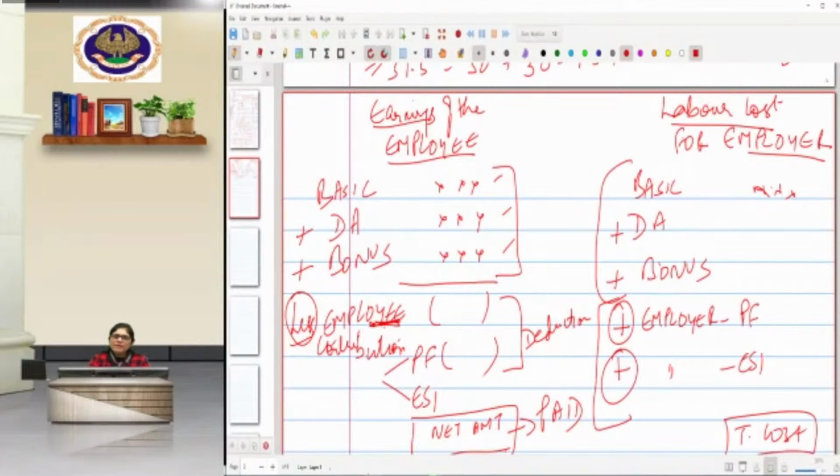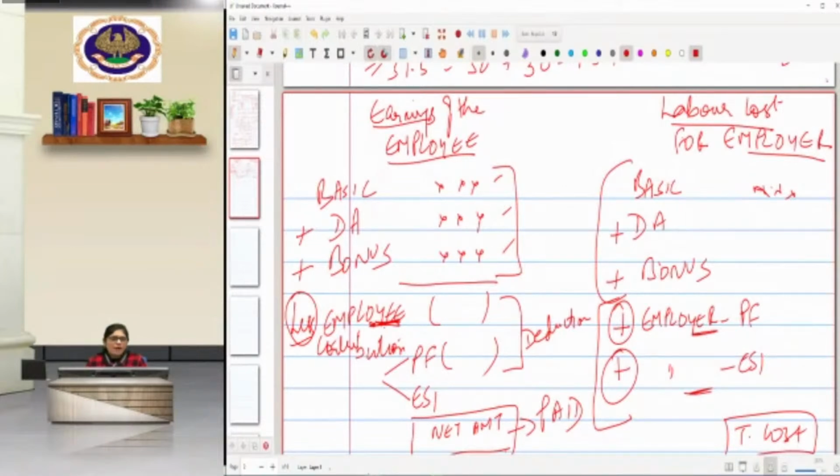Whenever we calculate the earnings, we have to calculate the net amount we have to pay to the employee. But when we calculate the labor cost, we have to find out what the employer is bearing for that employee. What all cost the employer is carrying for the employee. So the employer contribution we take here and we add it, because the employer contribution towards PF and ESI is also a cost of the employer for the employee.